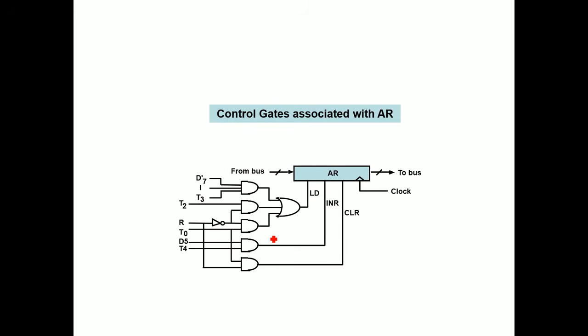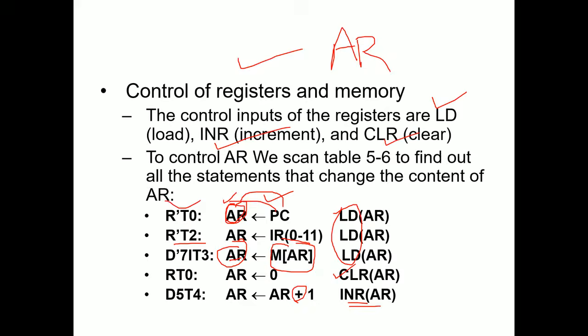So I have drawn a circuit here. This is nothing but the address register. What is the clear input statement? R'T0 is nothing but the clear input. Likewise, what is the increment here? Increment is accepting two inputs, D5 and T4. Whereas for load, we have to add all these terms together and perform the addition operation.